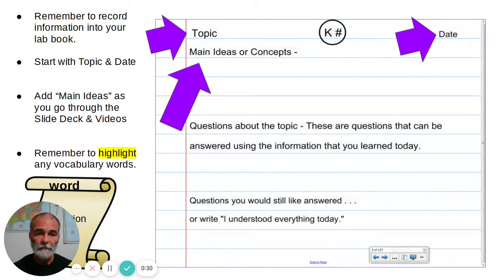On your lab book, you're going to go ahead and record your topic at the top and the date, and have room for your main ideas and concepts. Don't forget to have a place there ready to record and highlight your vocab words. You do not need to put a definition there, but a word or a picture, just something to help you remember them would be great.